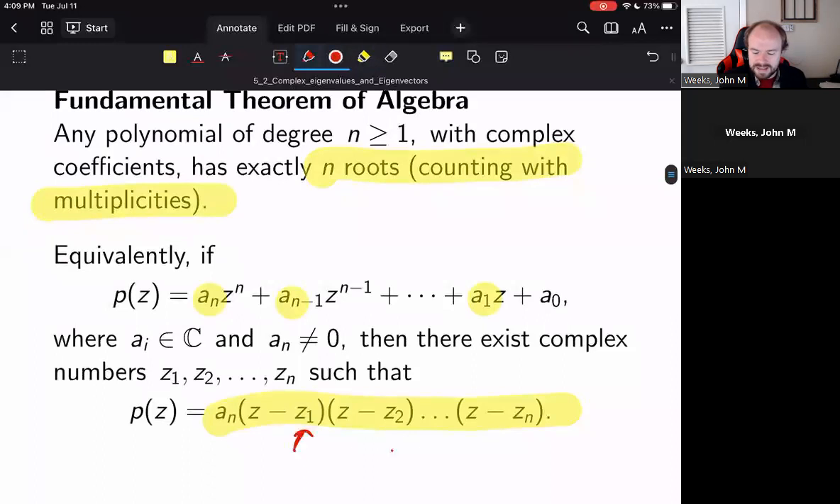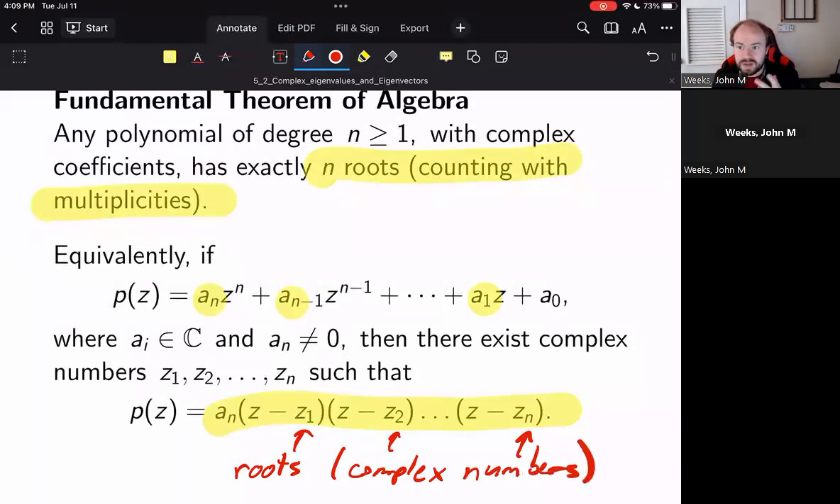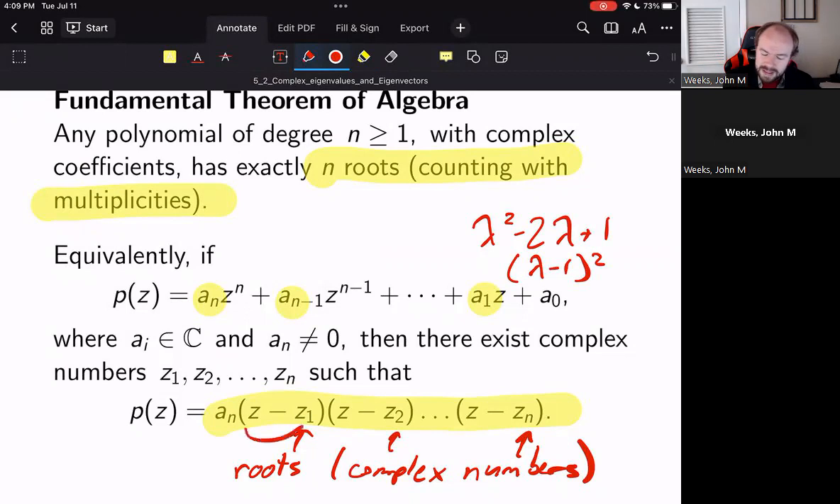Here, z1, z2, and zn are our roots for this equation, and these are complex numbers now. Now, this isn't to say that this formula doesn't allow us to get n roots if everything ends up being real coefficients. In some cases, you do have that. We've seen lambda squared minus 2 lambda plus 1 factor out to be lambda minus 1 quantity squared. And that is just one real root, but with multiplicity 2. That's exactly what this sort of theorem is talking about. It's okay for some of these to repeat. It just can be factored into this form.